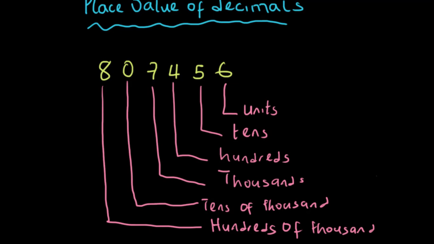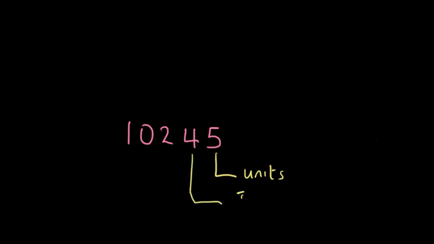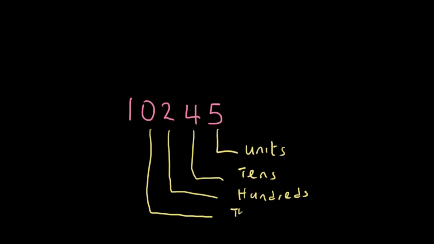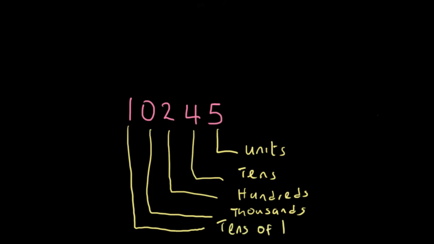Now, like I said earlier, in this video we are going to be looking at place value of decimals. Now let me teach you how to go about this. Let's say I was given 10245 and I was told to find the place value of 10245. Remember, units, tens, then we have hundreds, we have thousands, and then we have tens of thousands.